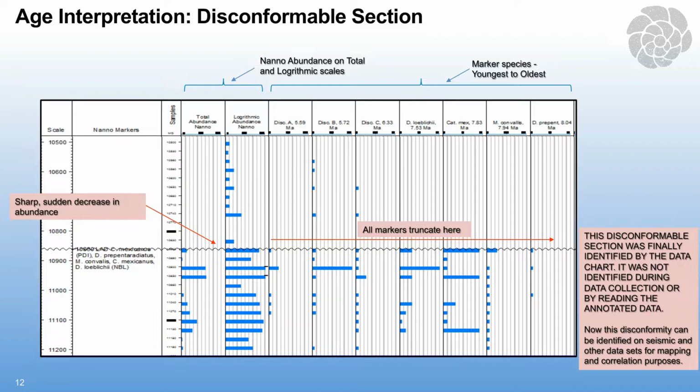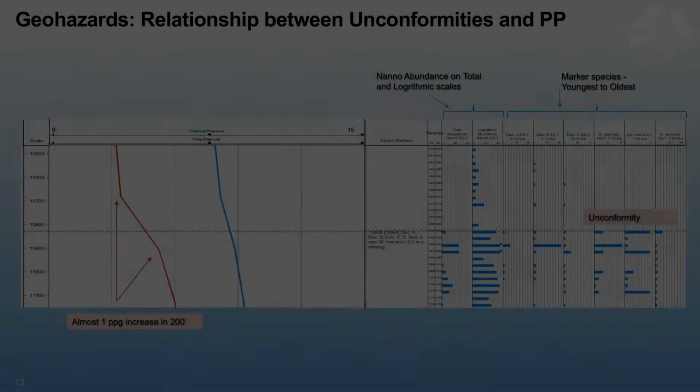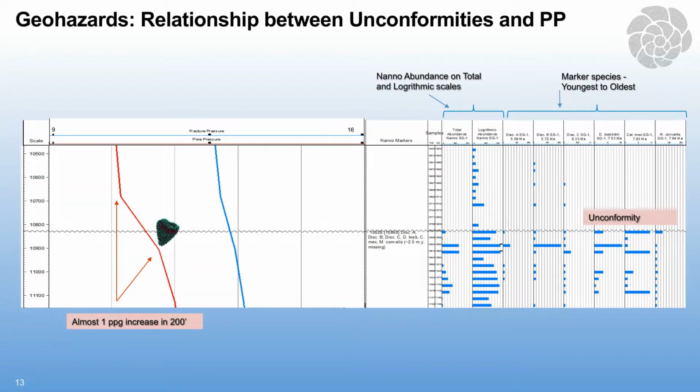It's something that anybody could have missed, because at one point, all these markers do coexist. So it wouldn't stand out as anything out of the ordinary. But when we finally charted it, we saw this truncation. And why this was so important was because across this interval, our pore pressure jumped nearly 1 ppg in less than 200 feet, and we nearly lost the well. And it was because of this unconformable section.